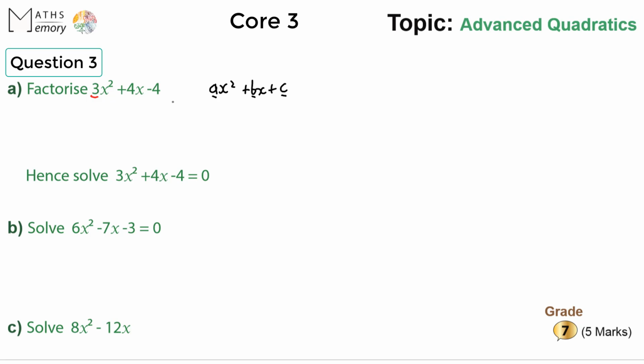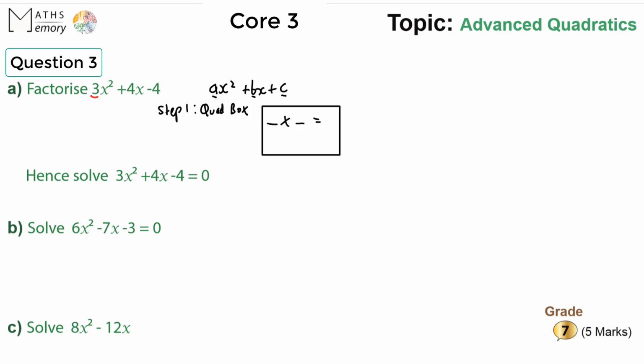So first step is step 1. Now step 1 is to define a quad box. So the quad box is used for basic and advanced quadratics. So you should know this by now. It's two numbers that multiply to get A times C. Okay, so A times C over here.